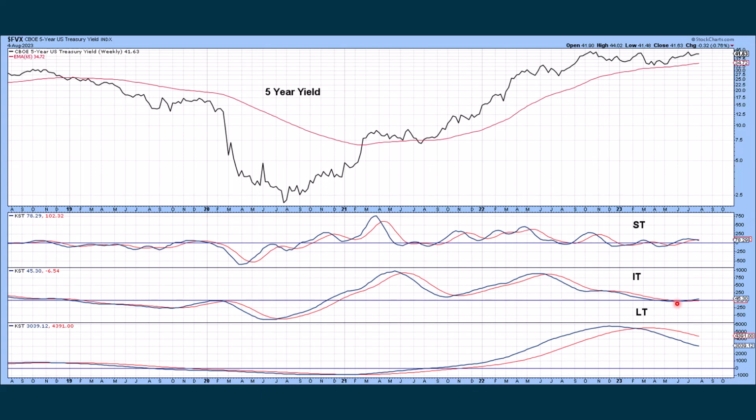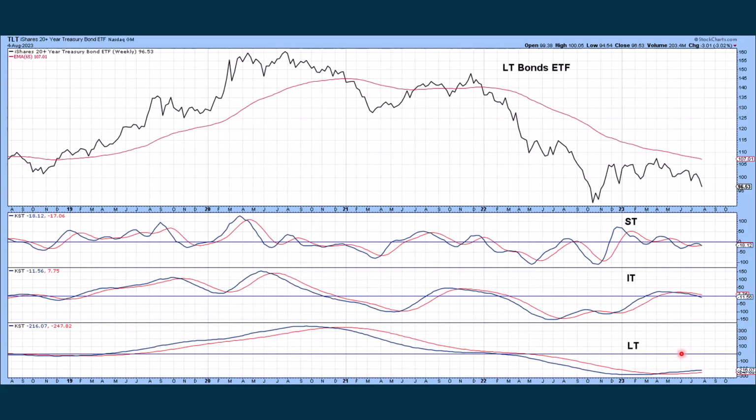Another study of the 5-year yield on a weekly chart, we're still above the moving average. In the short term, we're starting to go more negative. In the intermediate term, we're turning a bit more positive. Longer term, we remain in a downtrend.